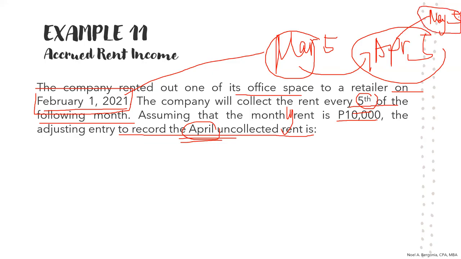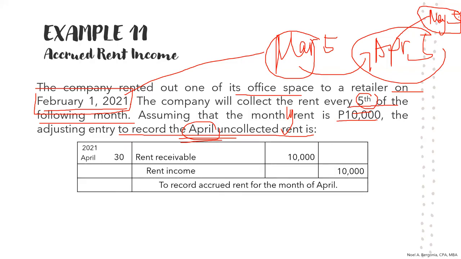So that's only good for 1 month, and the entry would be, hindi pala babayaran, kasi nasa perspective tayo ng nagpaparenta, tayo yung makaka-receive. So the entry on April 30, 2021 is debit rent receivable for the amount we are expecting to receive on May 5, amounting to 10,000. And we credit rent income since na-provide na natin yung services ng rent on the month of April, 10,000. I just put here a description to record accrued rent for the month of April. So I hope that is clear, ha.